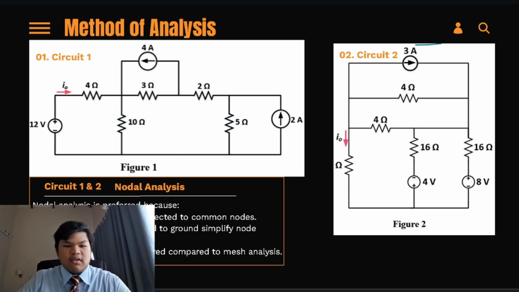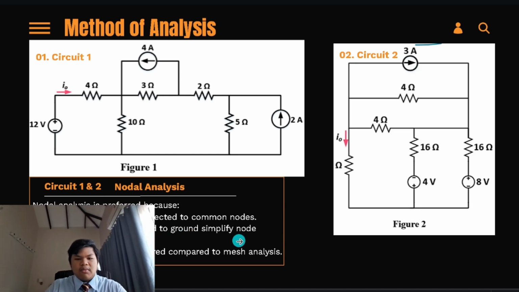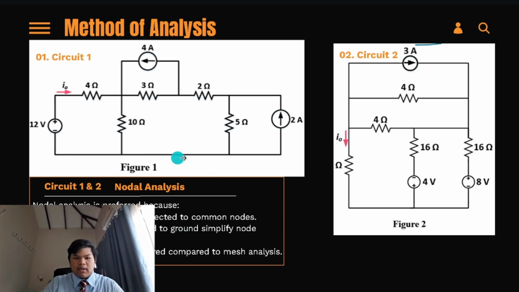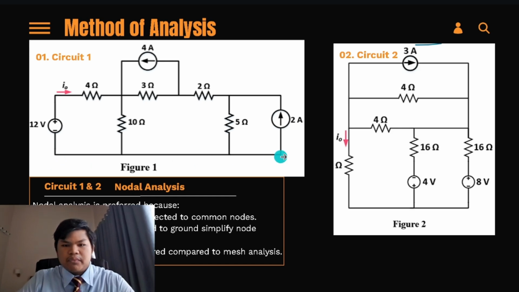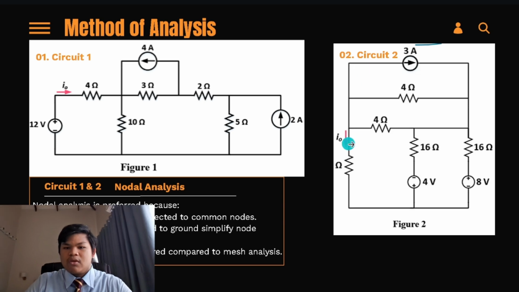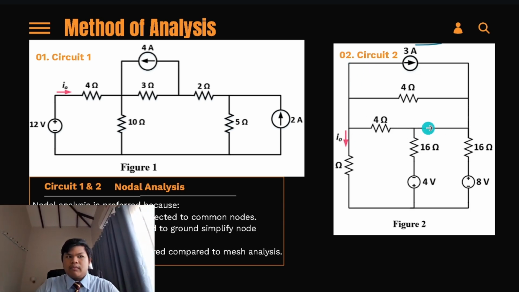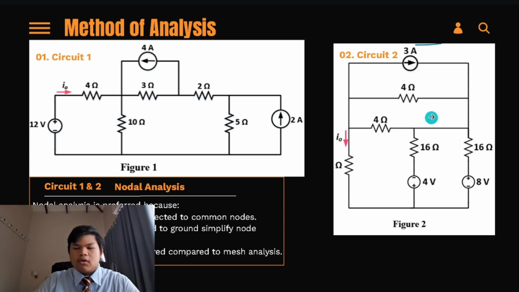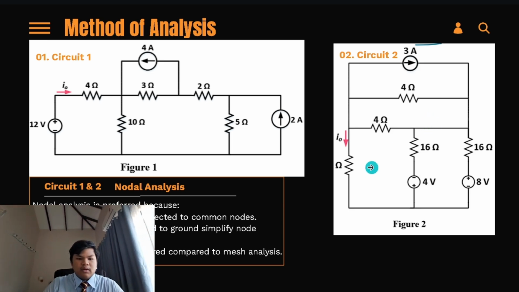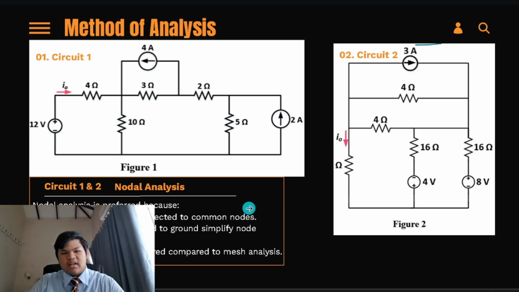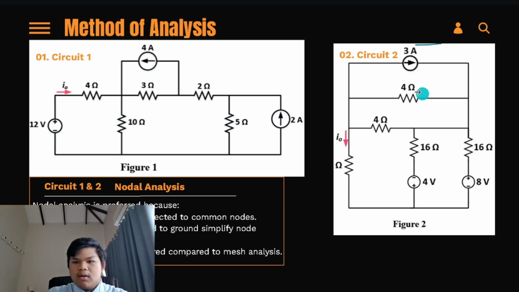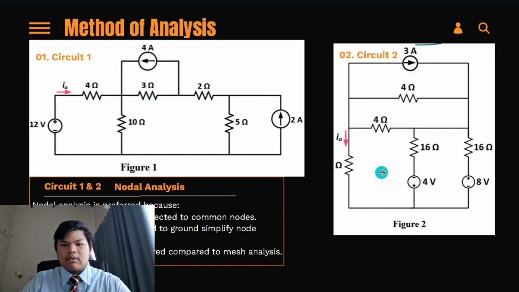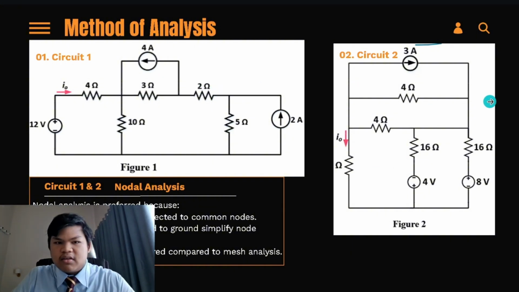And then the voltage sources are connected to the ground, simplifying the node equations. Here we can assume that the bottom is the ground, and the same goes here. Here we have one big node with 4 branches, and here we also have 4. So it's easier to use nodal analysis as compared to mesh analysis. Fewer equations are required compared to mesh analysis. There are 1, 2, 3 here, and 1, 2, 3, 4 here. It's quite difficult as compared to nodal analysis.